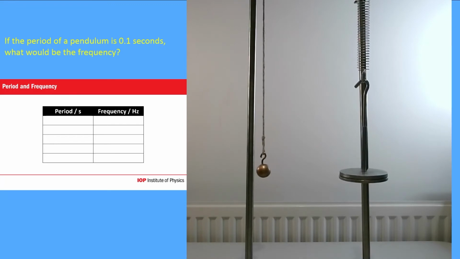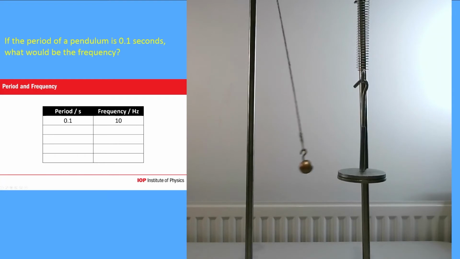So let's look at some examples. Imagine a pendulum with a period of 0.1 seconds. What would be the frequency in this case? So let's think about how we might word this question. A period of 0.1 seconds means our pendulum here takes 1/10 of a second to complete one oscillation. So the question really is, how many oscillations does it manage in 1 second? Well, if it can complete one oscillation in 1/10 of a second, it should be able to manage 10 in 1 second, which would give us a frequency of 10 hertz.